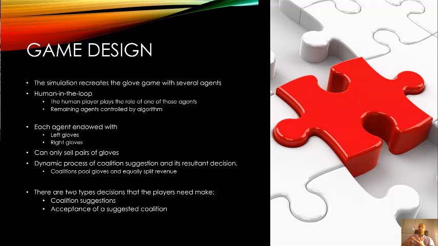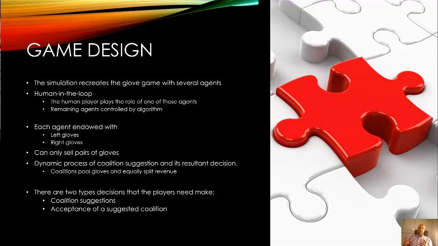So what's the scenario that we use within our simulation? Well, we use a thing called the glove game. The glove game is a standard game used in experimentation within the cooperative game theory world. We built a simulation of the glove game. We had the humans play one of the agents, and the remaining agents were controlled by the algorithm. Each of the agents is endowed with a certain number of left gloves and right gloves. They can sell pairs of gloves, but they can't sell individual gloves.